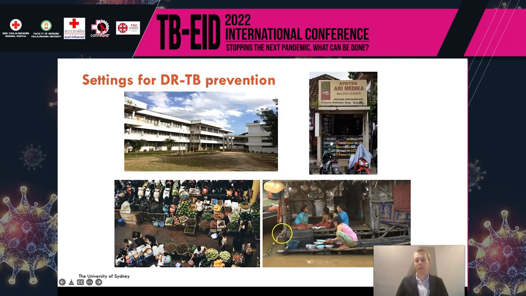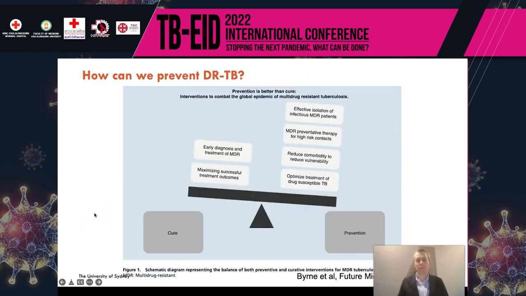The reason I've got the pictures here of the marketplaces and villages is that much of the transmission of drug-resistant TB goes on in the community. And so after a person with drug-resistant TB coughs and infects somebody else, that person may then have infection due to drug-resistant TB. And the challenge is that the standard therapies that we use to treat latent TB are unlikely to be effective in people who have infection with drug-resistant TB.